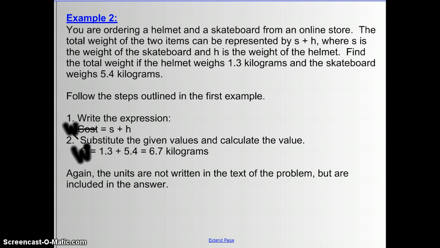There we go. Again, you can see that the units are not written in the text of the problem. When you start doing calculations, I don't want to see the units in the middle of the problem, but you always want to label your final answer with the units. Those are very important.